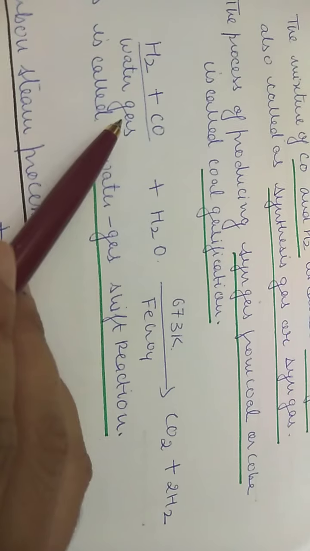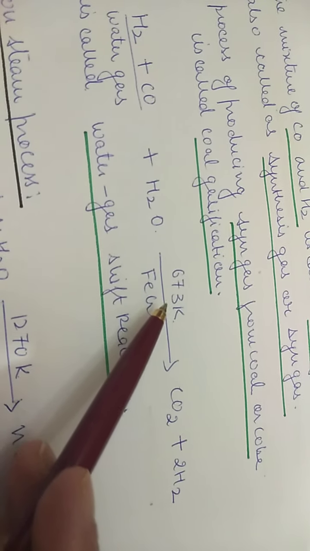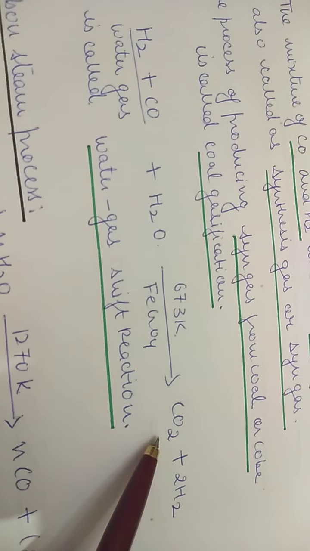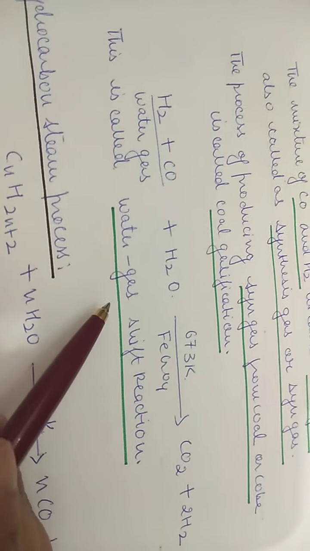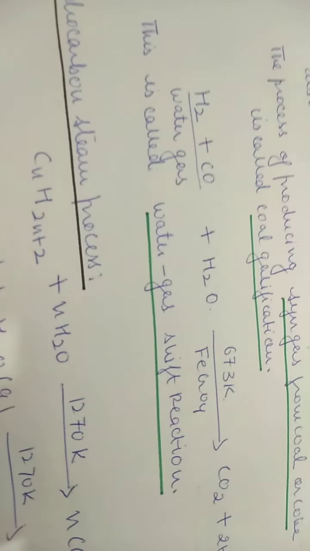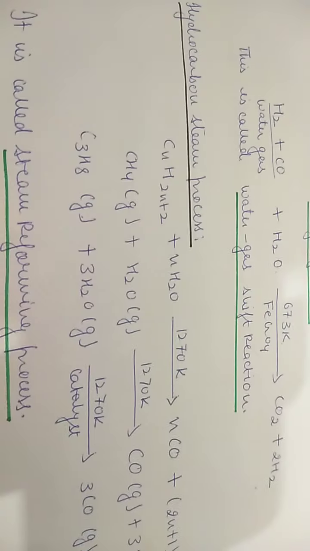What happens when water gas is subjected to steam again at 673 degrees Kelvin in the presence of FeCrO4? We get carbon dioxide and hydrogen gas. And this reaction is called the water gas shift reaction.